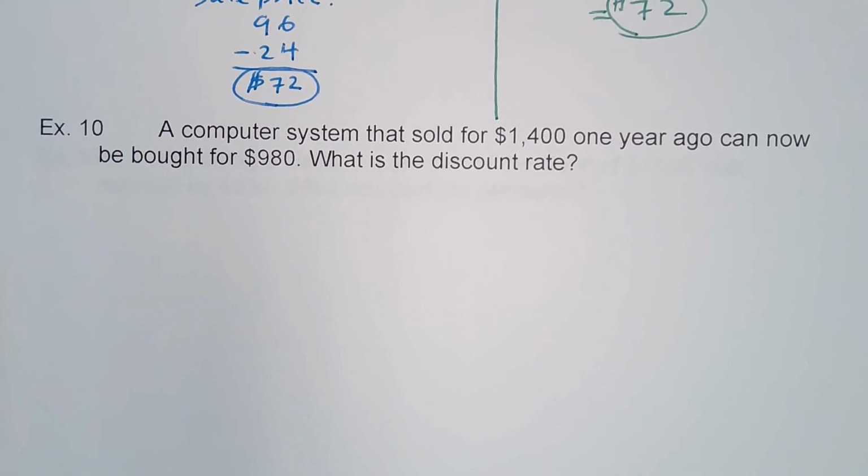Let's try number 10. Actually, we need to think about this one a little bit. A computer system that sold for $1,400 1 year ago can now be bought for $980. And what is the discount rate?